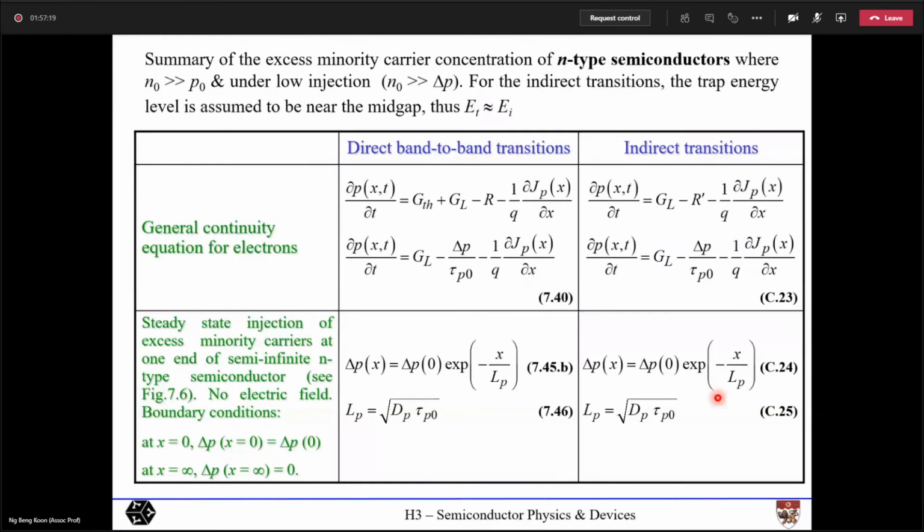So this is just to give you an overview of what happens if indirect transition is a dominant factor. Then you have to modify the minority carrier lifetime. The rest of the analysis is all the same.